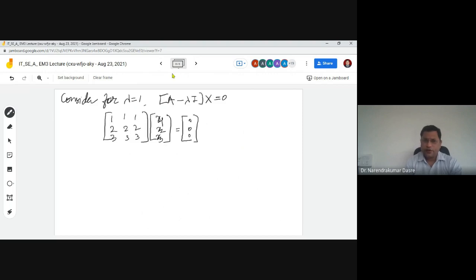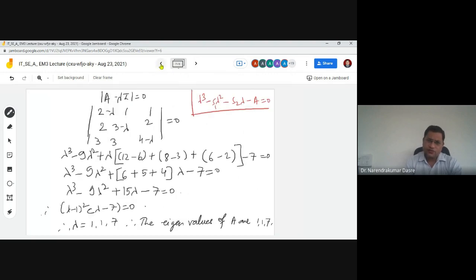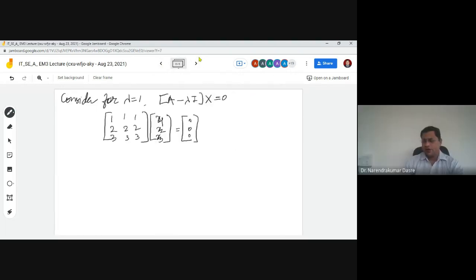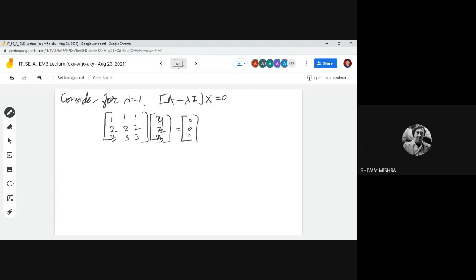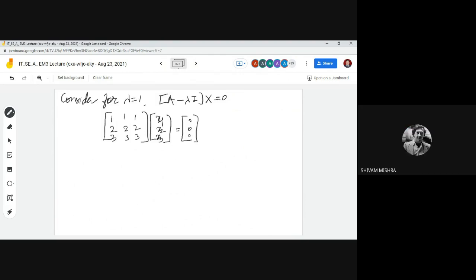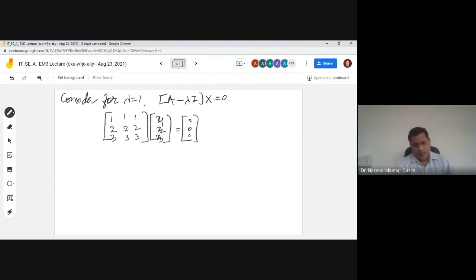Okay, so can you identify how many equations we have? Only one. Okay, so is Cramer's rule applicable? No, sir. Okay, so this is the important thing that we need to understand.